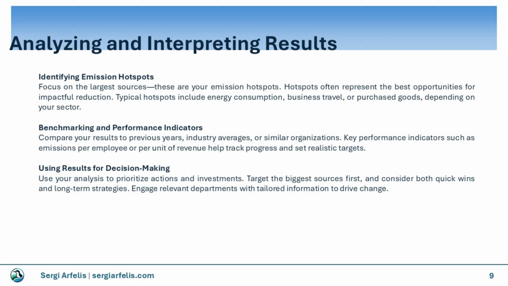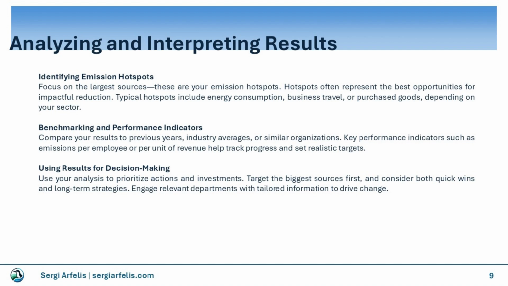Next, it's important to benchmark your results and use performance indicators. Don't just look at your numbers in isolation. Compare them to previous years, to industry averages, or to similar organizations. Key performance indicators, like emissions per employee or per unit of revenue, can help you track your progress and set realistic targets. For instance, if you see that your emissions per employee are higher than the industry average, that's a signal to investigate further and look for improvement opportunities.